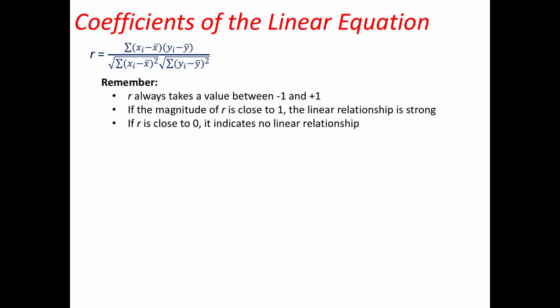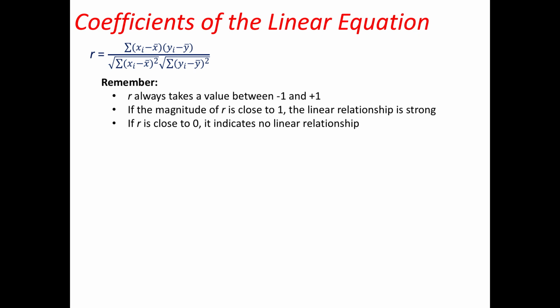If r is close to 0, it indicates no linear relationship. The sign of r indicates whether the two variables are positively or negatively correlated. If we fit the simple linear regression model between x and y, then little r has the same sign as beta sub 1, which is the coefficient of x in the linear regression equation as we were just talking about, the slope of the line.